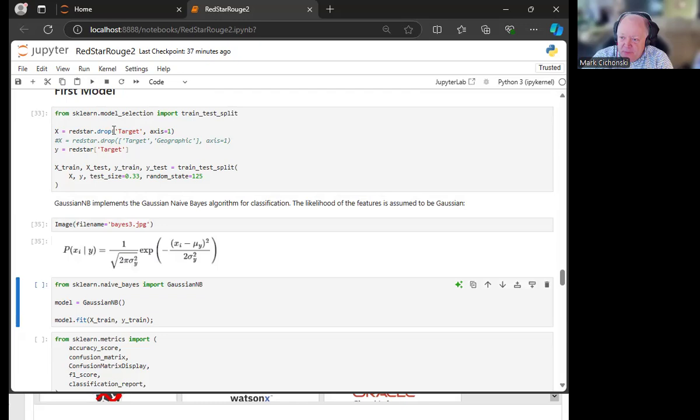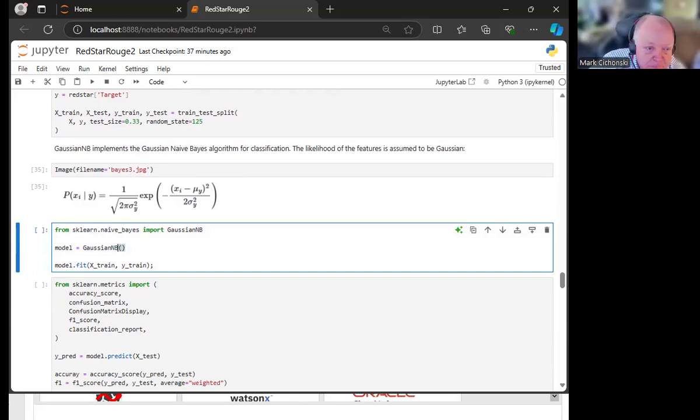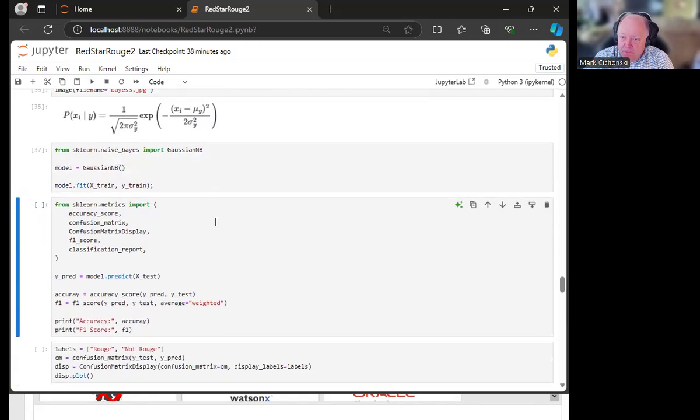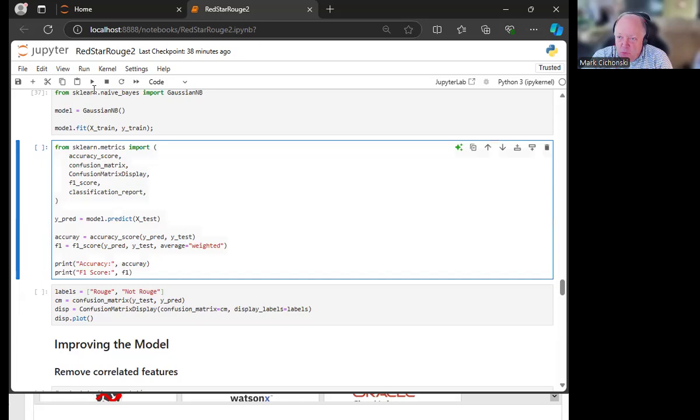When we do that, this is the formula that the algorithm is actually using. So we're going to go ahead now, using the train test split that we did here, and run that model. And then we're going to import my accuracy score, my confusion matrix, my F1 score, and a report. These are the numbers that we use to determine how good the model is. So we'll go ahead and run it.